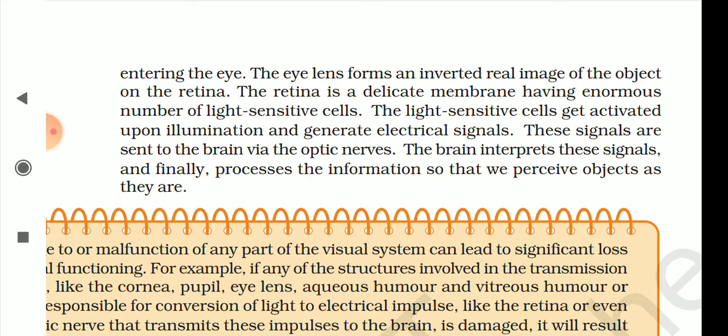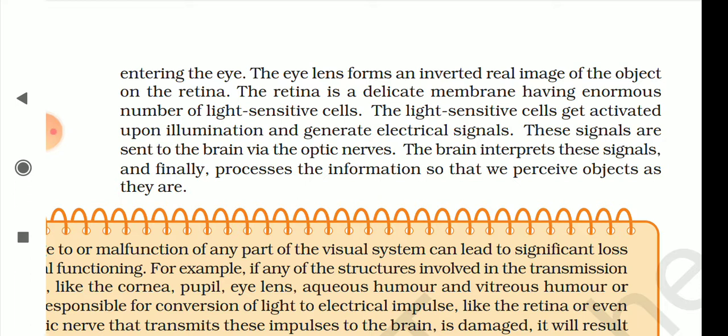The retina is a delicate membrane having an enormous number of light sensitive cells. Fine, the retina has a membrane which can sense the light. As I told you, whenever we are in the dark or sleeping and somebody switches on a very high amount of light, our eyes get closed. So there is a delicate membrane which senses the light. As soon as they sense the light, they will act accordingly. They know how to converge or diverge the focal length. Fine, I hope you are clear with this.